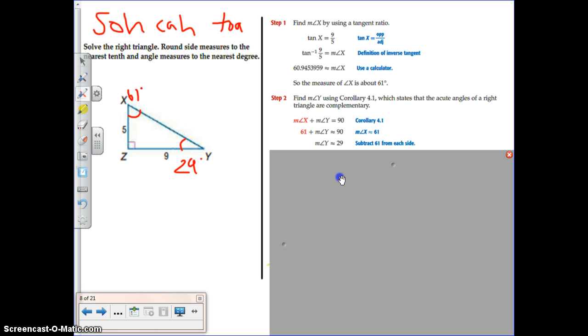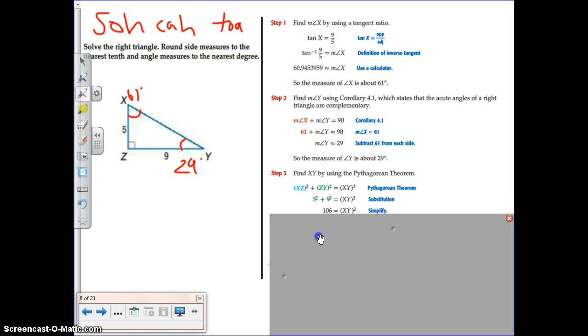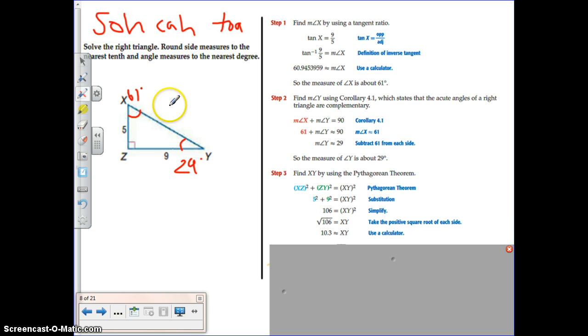And now all we have to do is find our missing hypotenuse, which we know we can use the Pythagorean theorem. So we take 5 squared plus 9 squared is equal to 106. And then if we take the square root of both sides, it gives us about 10.3. So now we have solved that right triangle. So we know every single side length and every single angle. And that is all for 8.4.